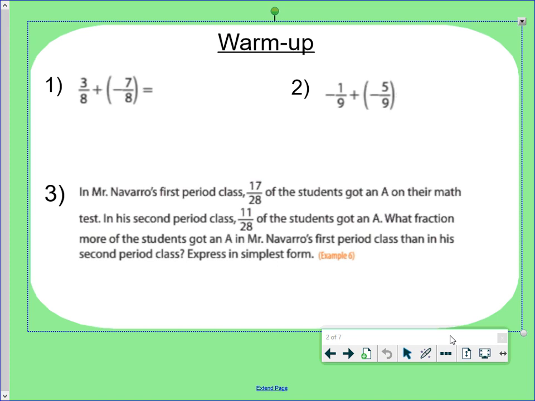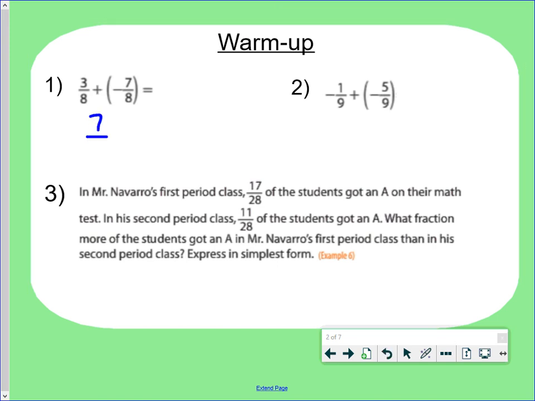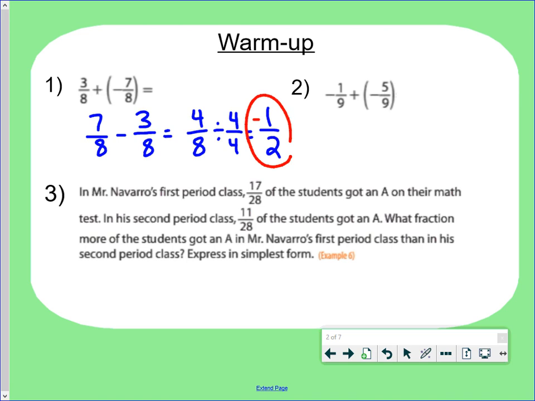In our warm-up, we're going to be adding and subtracting fractions with common denominators, something you did in 5th grade. However, the difference is now we have negatives and positives. In number 1, we're going to keep the denominator, but we're going to subtract them because they have different signs. So it's 7/8 minus 3/8, which gives us 4/8. We need to simplify that, so we get 1/2. And don't forget, we keep the sign of the bigger number, which in this case is negative. So it's negative 1/2. Don't forget that.